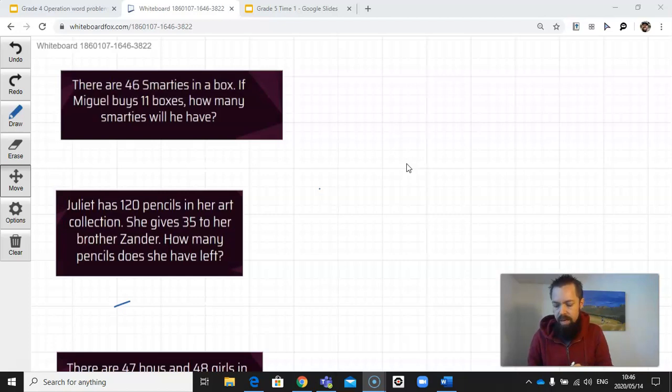So I'll start off by just underlining what the numbers are. 46 Smarties in a box, and we have 11 boxes. So if there are 11 boxes, then there'll be 46 in each of those. I suppose we could add 46 plus 46 plus 46 11 times, but that seems like a really long way to go about it. So what I think we should do is 46, and we're going to multiply that by how many boxes there are, and that will give us how many there are altogether.